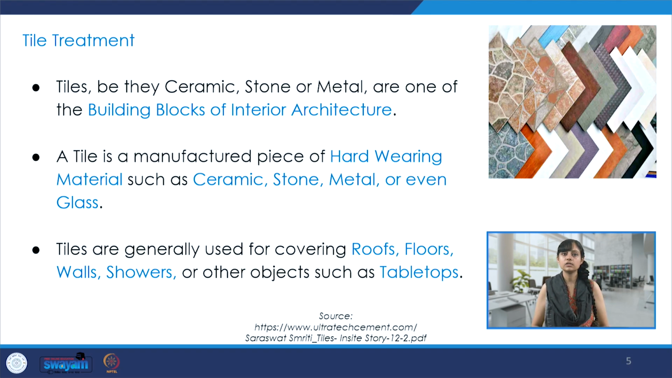And first, just to begin with, what a tile is: a manufactured piece of hard wearing material. It could be ceramic, stone, metal, it could be even glass. And tiles are very important in the field of interior architecture. And they could be used for covering roofs, floors, walls, showers. They could also be used for countertops or tabletops.